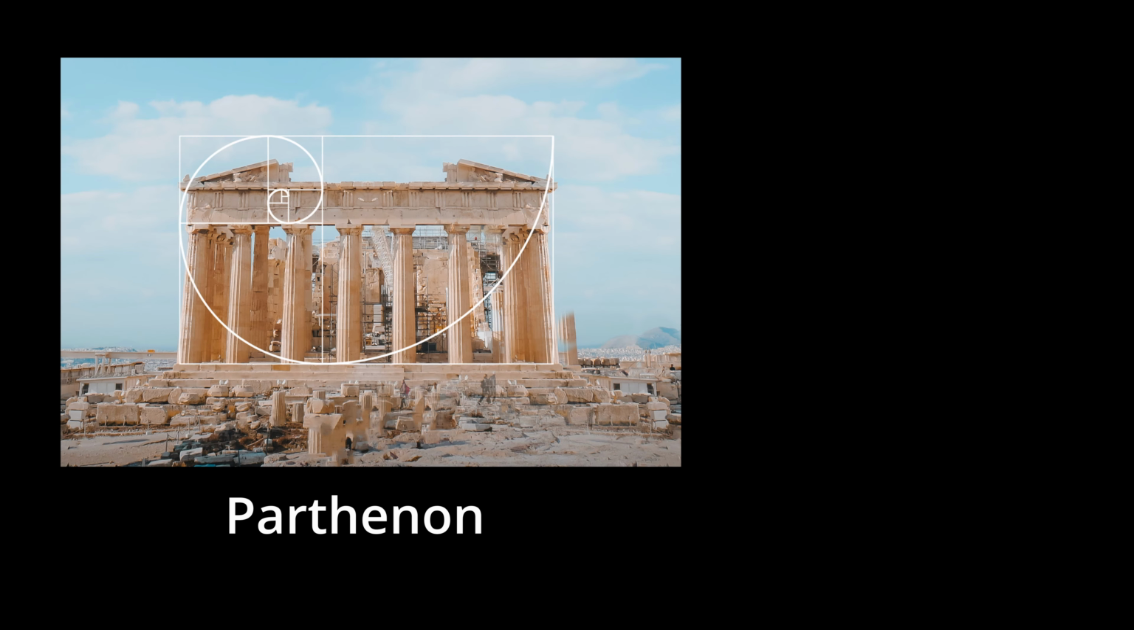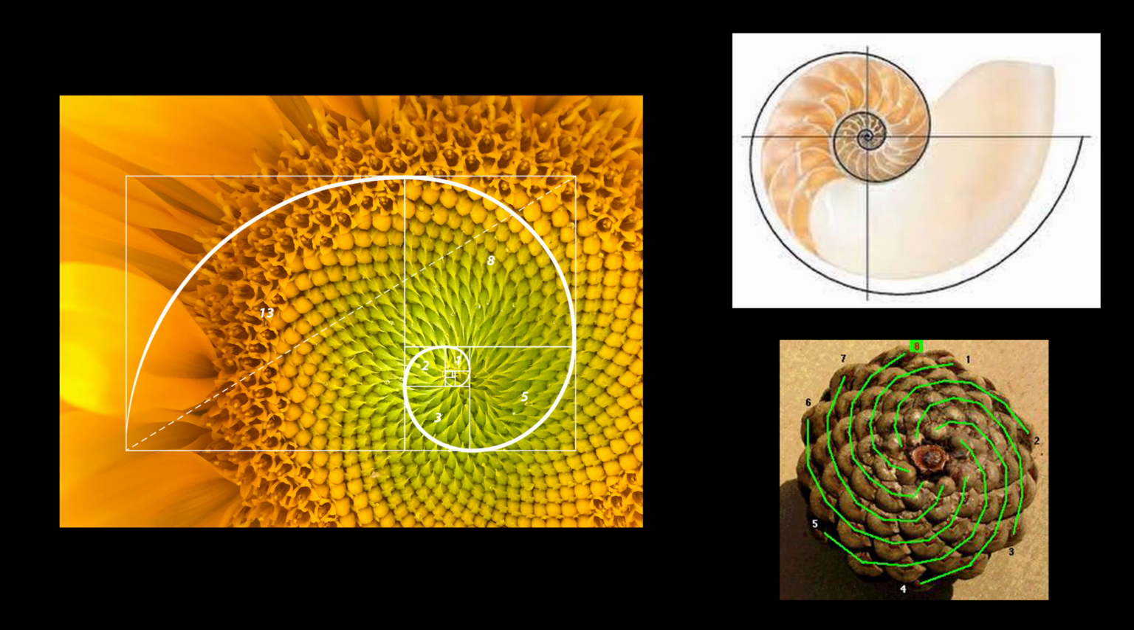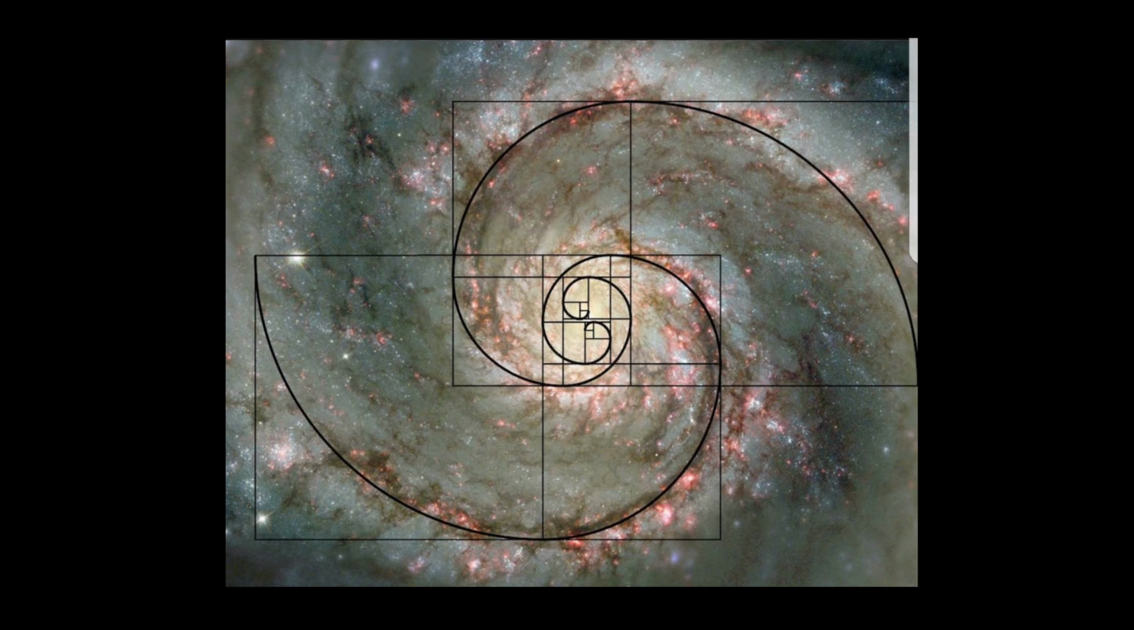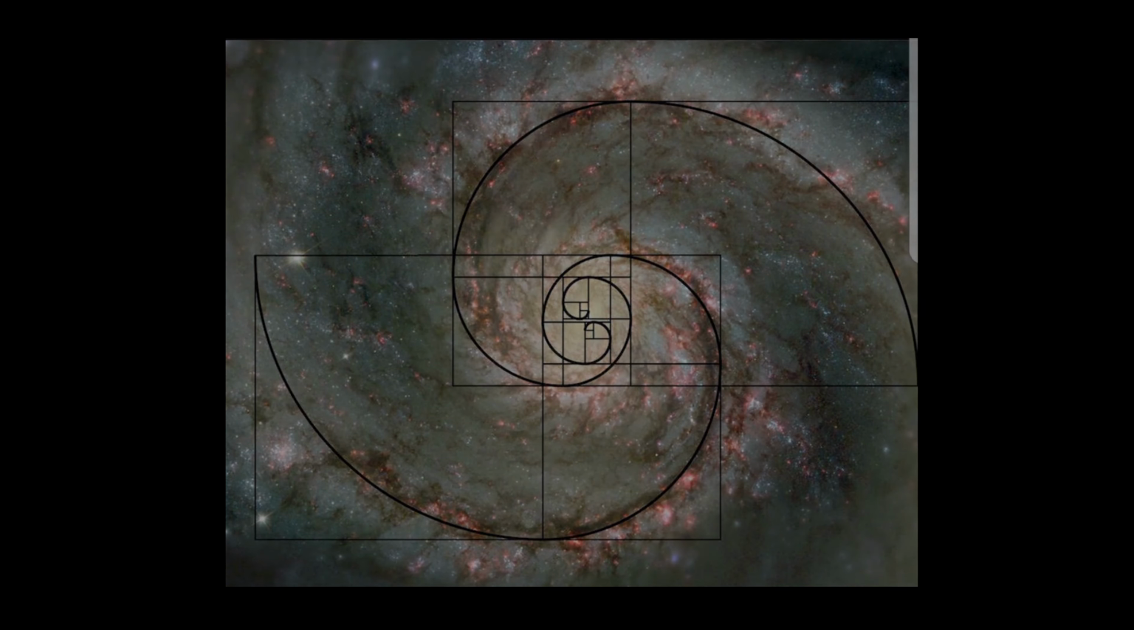Nature itself seems to be governed by this mathematical principle. The spirals in sunflowers, seashells, pine cones, and even galaxies follow the proportions of the golden ratio. It's as if mathematics has woven itself into the very fabric of our universe. Beyond nature and art, Fibonacci numbers and the golden ratio find applications in various fields. They are utilized in financial modeling, computer algorithms, and even in creating visually appealing designs in user interfaces.